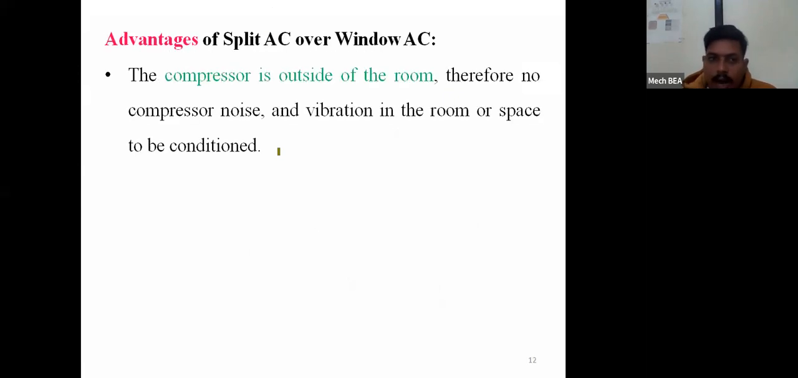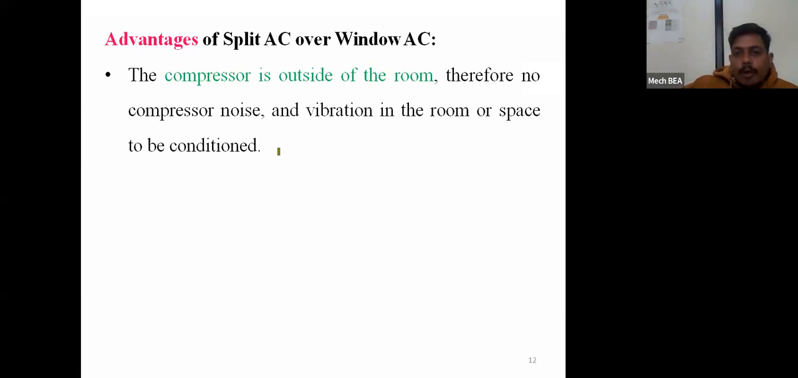So there are some of the advantages of split AC over the window AC. First advantage is, as the compressor in case of split AC is outside of the room, we can place that outdoor unit anywhere. We can place that outdoor unit outside of the room, on the wall, or we can keep that outside unit over the room also. That means on the roof also.